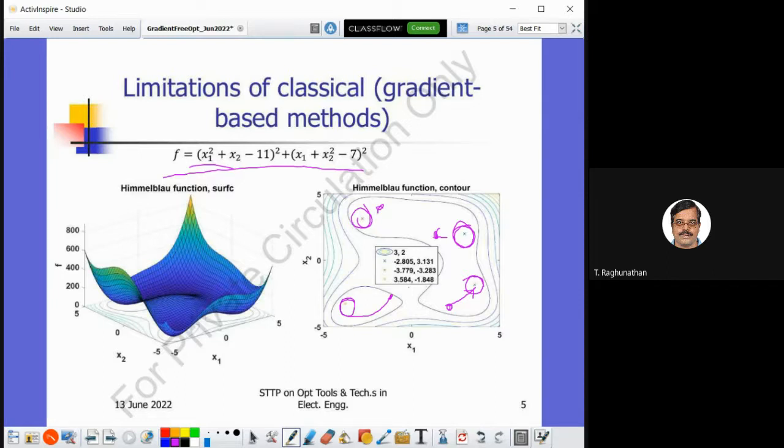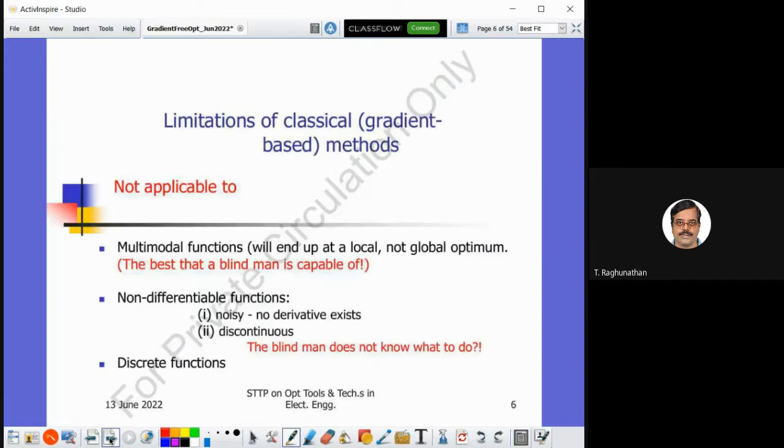That's the summary. Or okay, a summary of the same thing in different language. Gradient-based methods are not applicable to multimodal functions because they find only the local and not the global minimum, and not applicable to non-differentiable functions or discontinuous functions. Non-differentiable means it can be because of noise in the function.